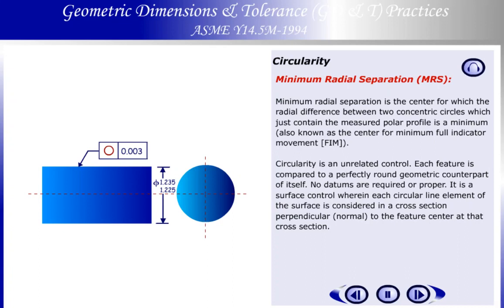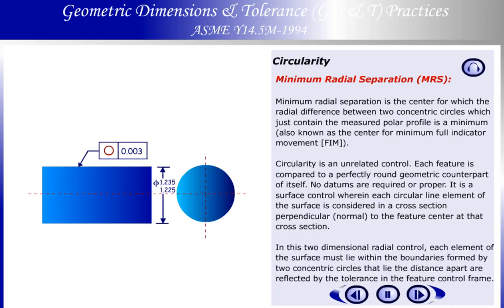In this two-dimensional radial control, each element of the surface must lie within the boundaries formed by two concentric circles that lie the distance apart reflected by the tolerance in the feature control frame.